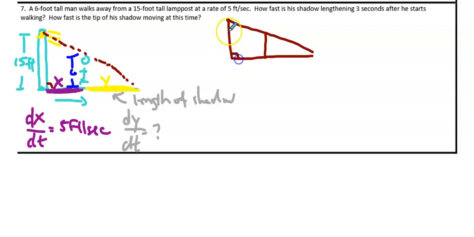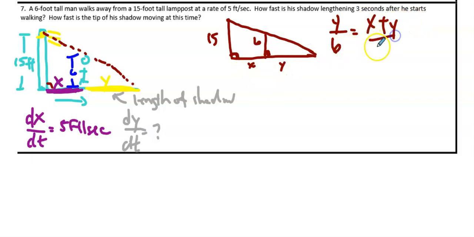And so this represents the light post. This represents the person. This represents the distance between the two. And this is the shadow. So I know that this is 15. I know that this is 6. I know that this is x. And I know this is y. And I also know that these are right triangles. And so based on what you learned in geometry, these two triangles, this large triangle and this small triangle, they are similar to each other. And so by property of similarity, you can say that y over 6, so base of triangle over height of triangle, is equal to base of large triangle, which is x plus y, all over height.